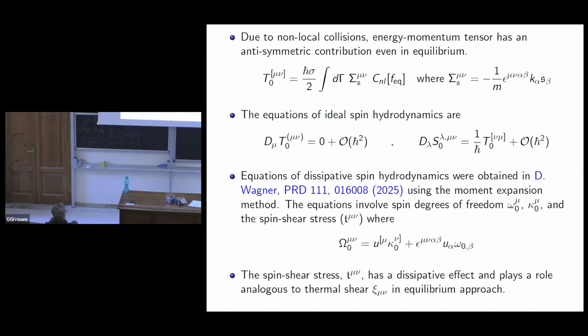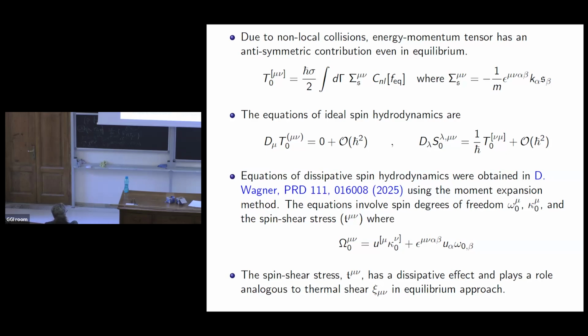Now, if one derives the equations of spin hydrodynamics from this moment equation, the equations come out naturally. In this method of deriving spin hydrodynamics, the natural variables for spin evolution are not the spin tensor, but omega, kappa, and t, where omega and kappa are defined as they appear in the decomposition of the spin potential. So this omega is the magnetic part of the spin potential, and kappa is the electric part of the spin potential.